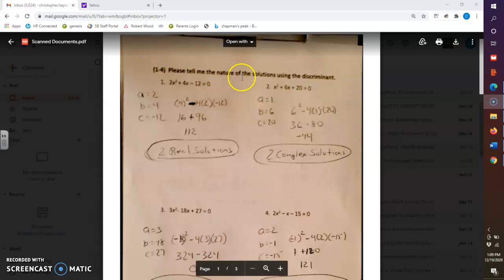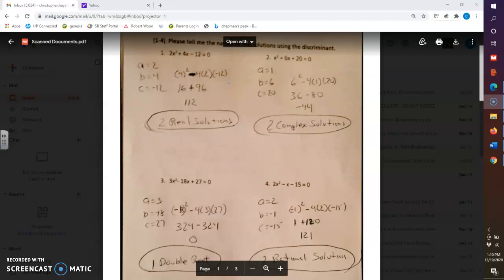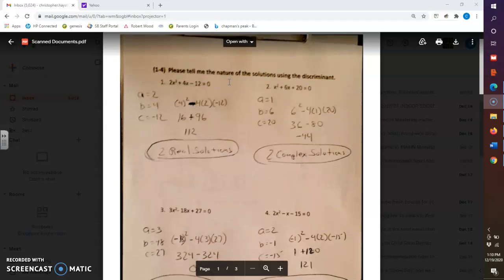If I'm asking you to give me the nature of the solutions, we're just using the discriminant, which is b squared minus 4ac. And depending on what that number is, will give us our answer: either two reals, two complex, one double root, or two rational solutions.